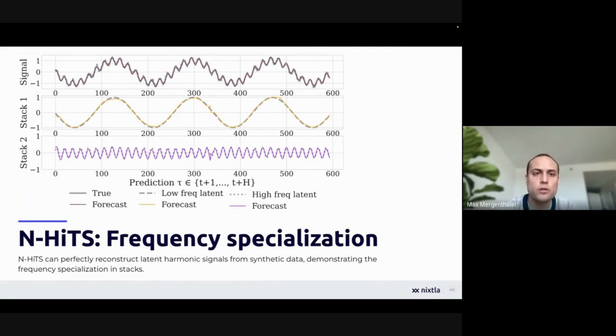And that's what we did at the beginning. We showed that you can reconstruct latent harmonic signals from synthetic data, and we believe this demonstrates that the N-HiTS does indeed specialize in different frequencies for different stacks.